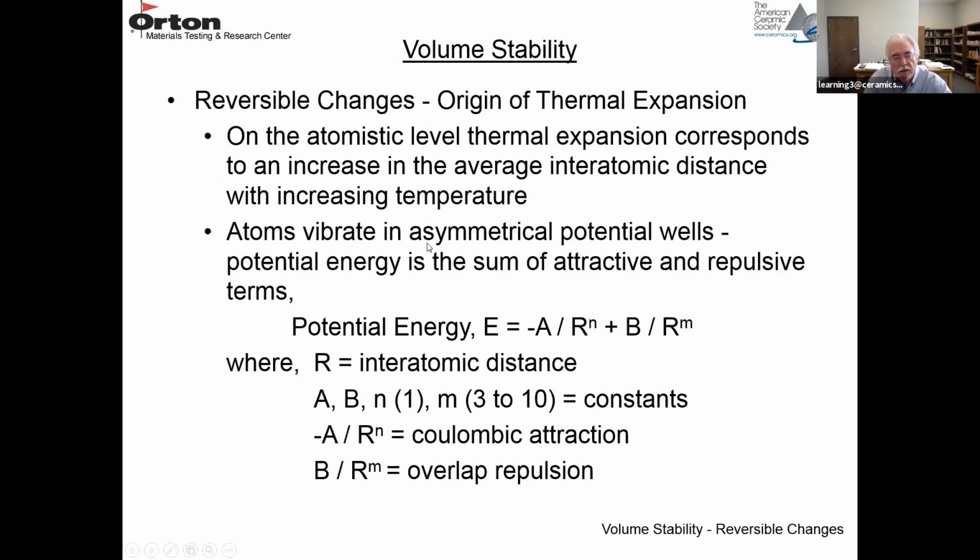So atoms in these materials are vibrating in these asymmetrical potential wells. So the potential energy is the sum of an attractive force and a repulsive force. So the potential energy E equals this first term here, minus A over R to the N. This is the Coulombic attraction term. A is a constant, R is the interatomic distance, and N is another constant, plus the second term, which is the overlap repulsion term. B is a constant, that's divided by R to the M. Again, R is the interatomic distance and M is another constant. N is usually 1, M ranges from 3 to 10.